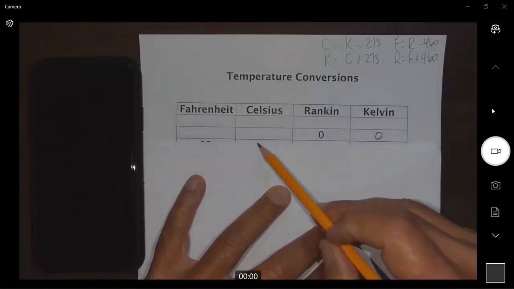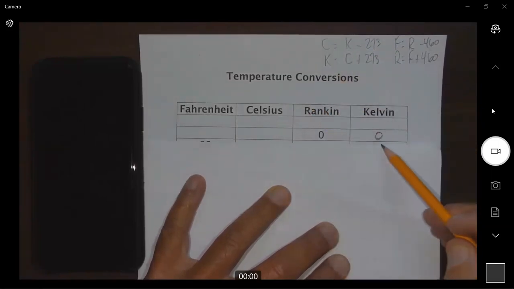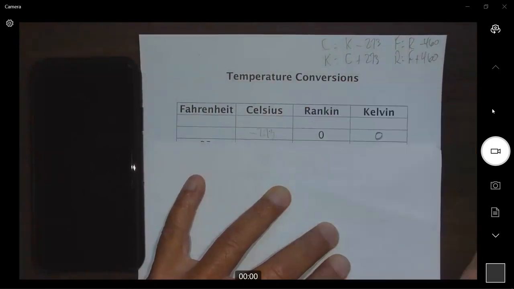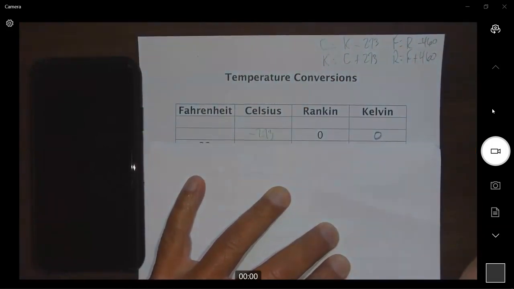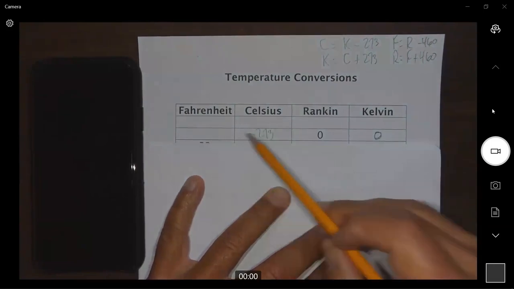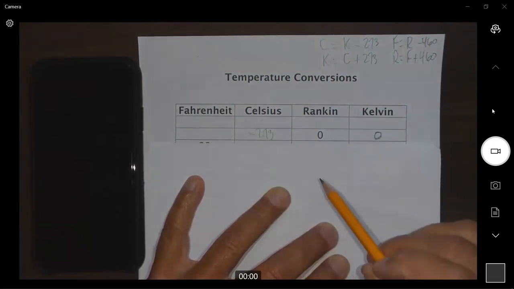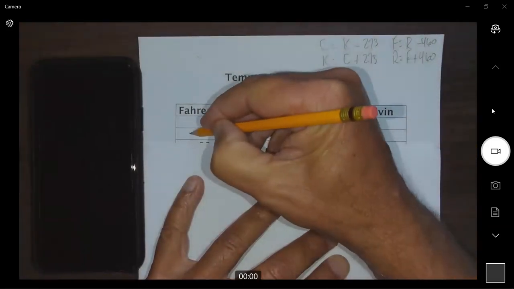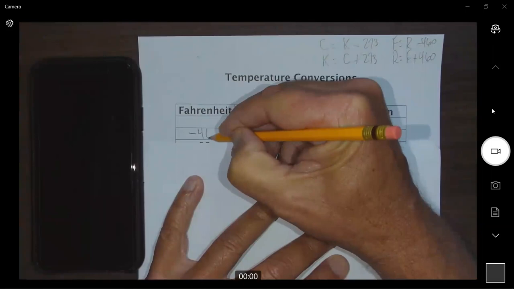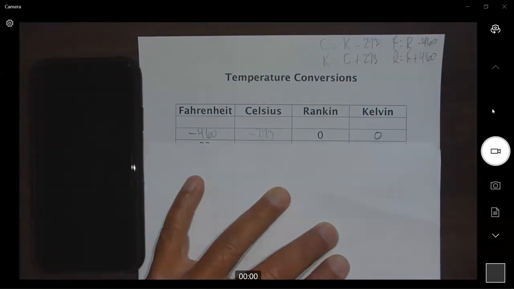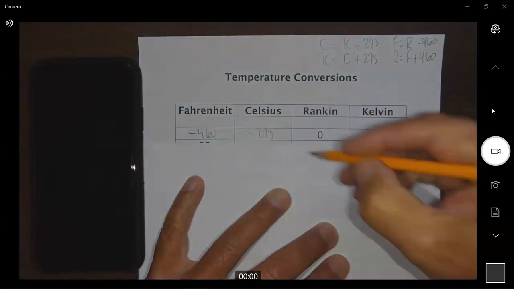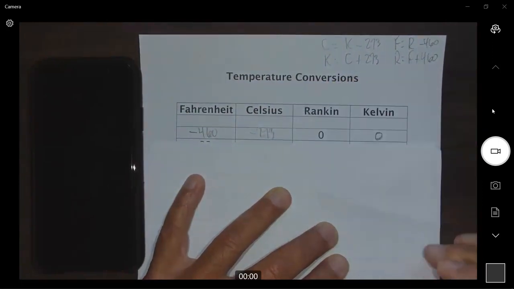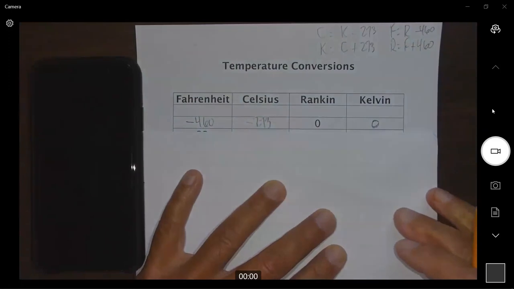I want to go from Kelvin to Celsius. I want to get Celsius: Kelvin minus 273. Fahrenheit from Rankine: minus 460. Make sense? Next.